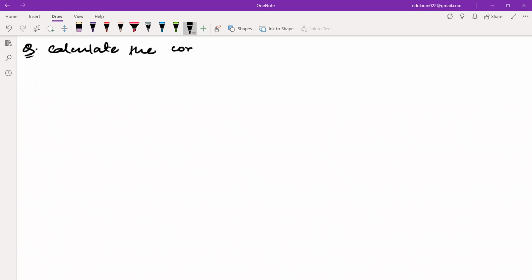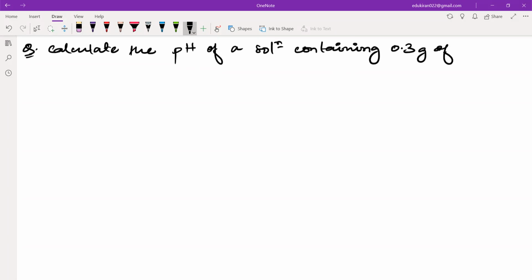Calculate the pH of a solution containing 0.3 grams of Ca(OH)2 in 500 ml solution. Okay, in 500 ml solution.